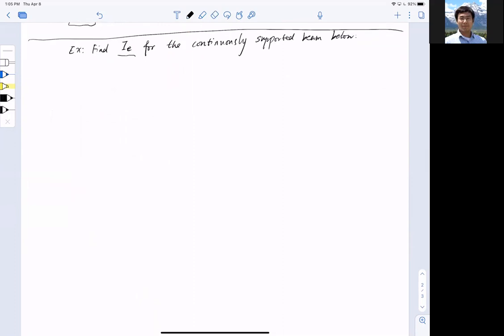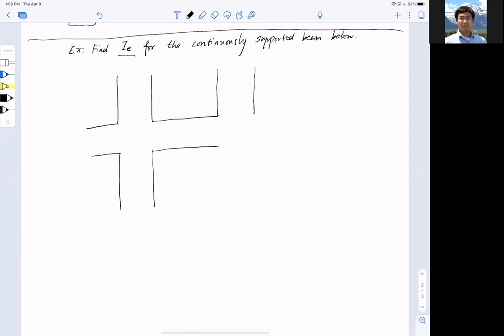Which case? First of all, I'm going to draw a side view. I have a column that looks like this, and the beam extending like that, and this is the column again. This is the beam, and column, and column, and beam, extending like that. So that's the side view.